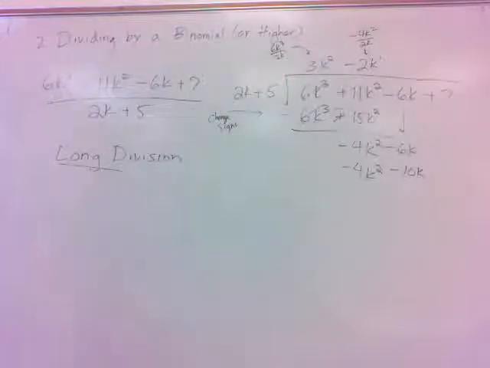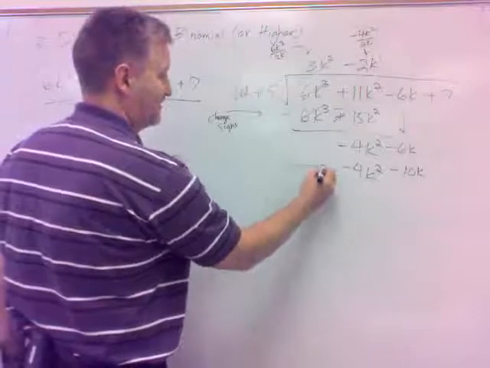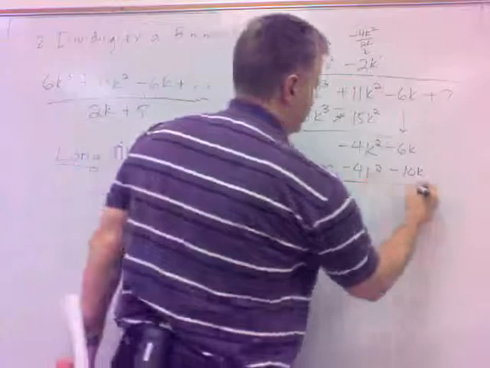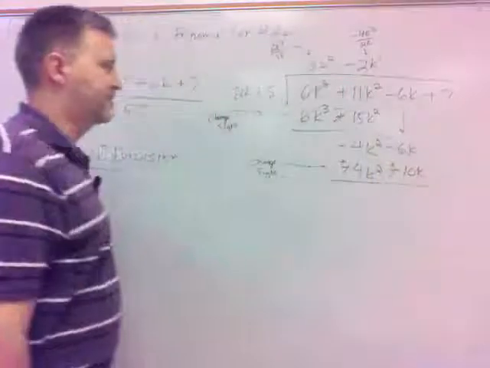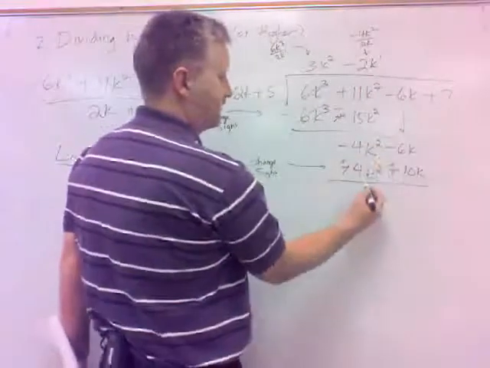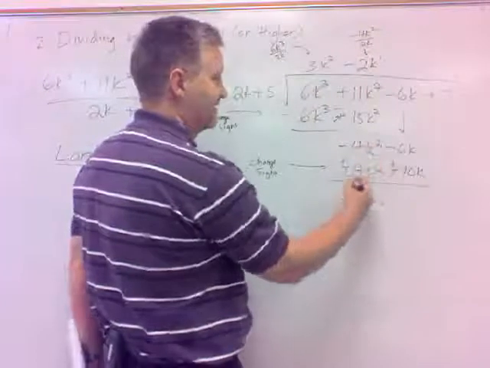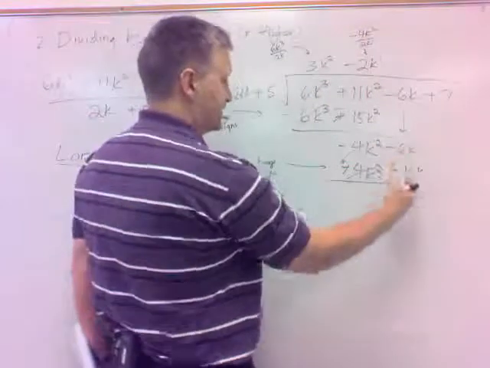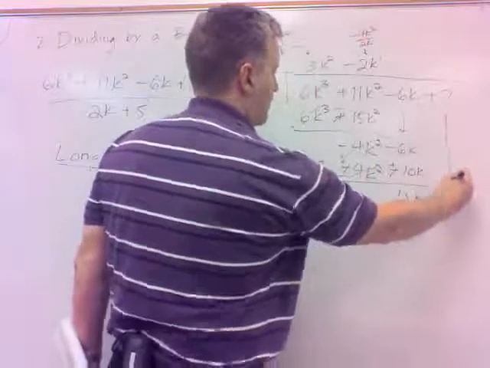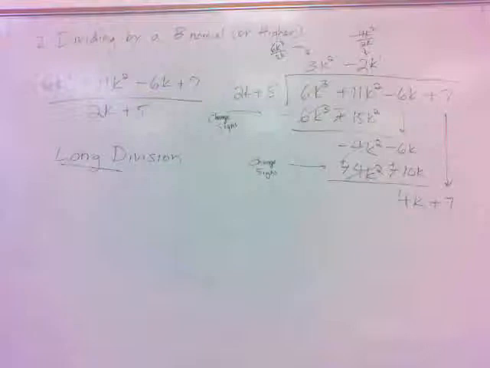Now, a very important step is next. Easy to forget, though. What do we do next? Change signs. Change that to a plus, change that to a plus. I like to mark them out to show that I changed them. And nicely, you get minus 4k squared plus 4k squared, which goes out. Minus 6k plus 10k is 4k. So we bring down the next one, the plus 7, and do this one more time, because we're out of terms then.